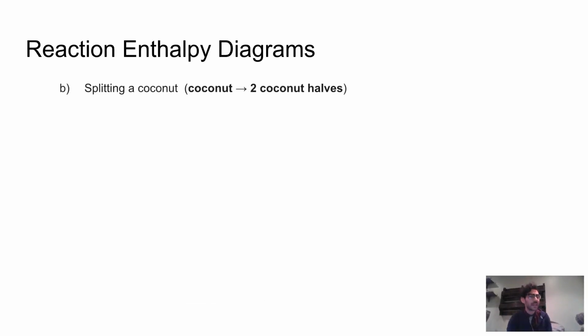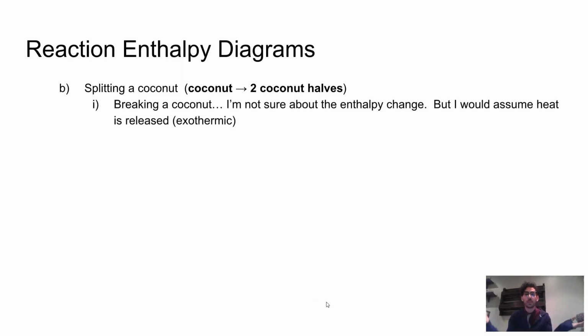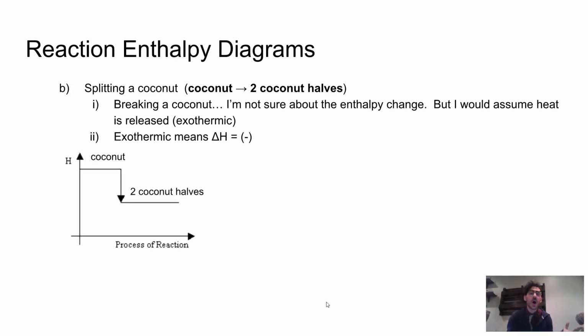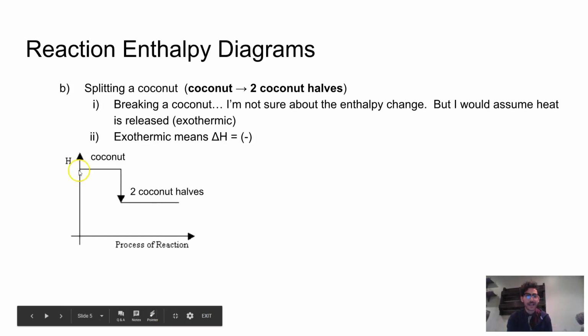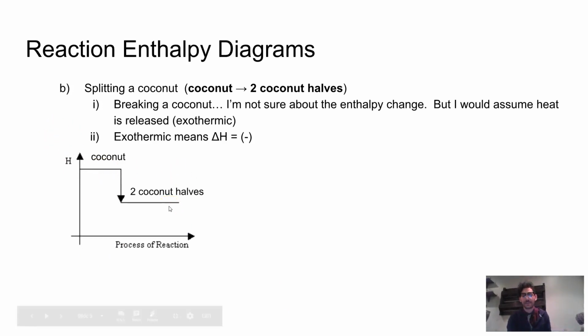Let's look at a more fancy one. Before we do that, let's talk about something. So imagine that I am splitting a coconut, yeah? Well, coconuts just don't spontaneously break open. I think to actually break a coconut in half, not sure about the enthalpy change, I feel like it would release energy. So that would mean my delta H is negative. So I could draw a diagram for this where it's like, hey, I got a coconut, negative delta H, it's going to become 2 coconut halves.